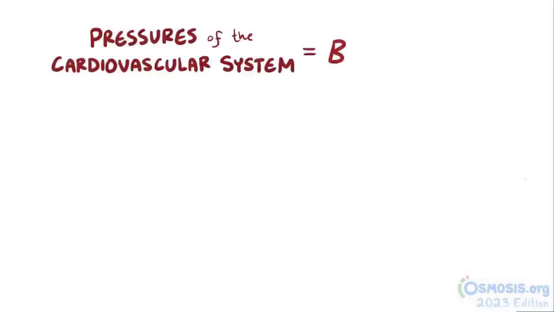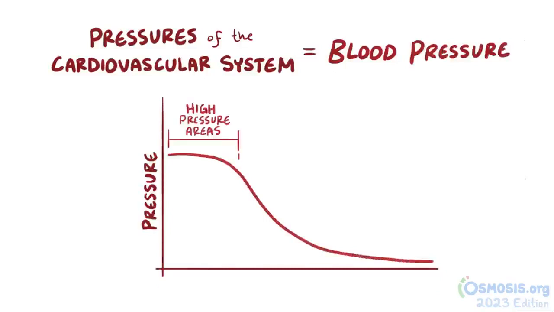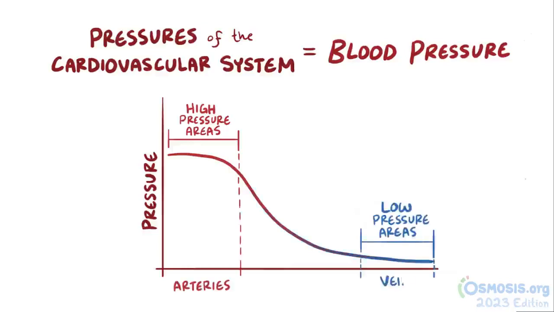When we talk about pressures in the cardiovascular system, we're talking about blood pressure. Pressures in different parts of the cardiovascular system aren't equal, and these differences in pressures keep the blood moving from high pressure areas leaving the heart, like the arteries, to low pressure areas like the veins.